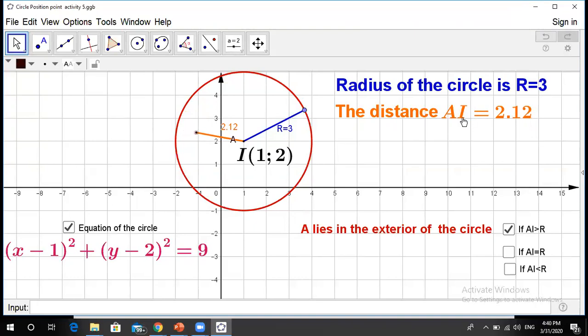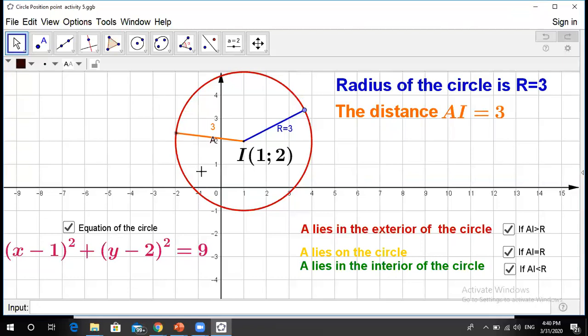Let's say, if you look at the distance here, the distance is 2.12. So the distance from the point to the center is less than the radius. And consequently, the point lies in the third case here. A lies in the interior of the circle. Whereas if I consider the distance to be exactly 3, then the point will be lying on the circle.